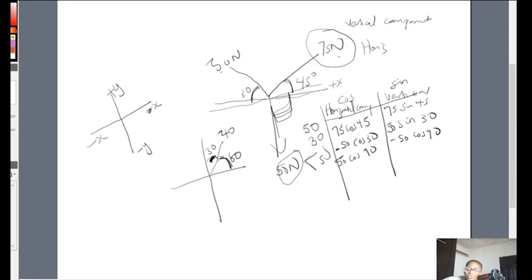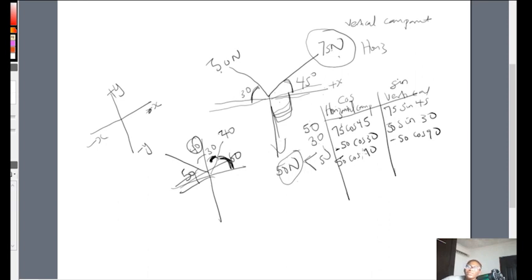You must only use the angle that is inclined to the horizontal. So if you were given this angle as 40, you are not going to use that 40, because it's not inclined to the horizontal. You have to use what? 90 minus 40, which is going to give you your 50 degrees.